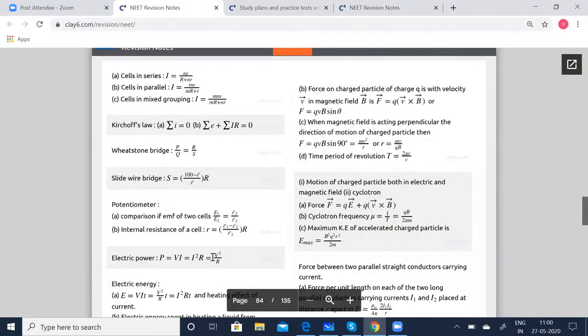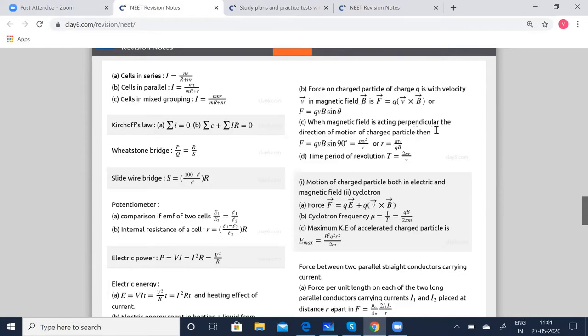Second is the magnetic field. What is the force experienced by the charged particle when it is kept in the magnetic field? Suppose the intensity of the magnetic field is given by B vector. The magnetic force is going to be F vector equal to Q times V vector cross B vector, or QVB sine theta, where Q is the charge, V is the velocity, B is the magnetic field intensity, and theta is the angle made by the charged particle's velocity with the magnetic field.